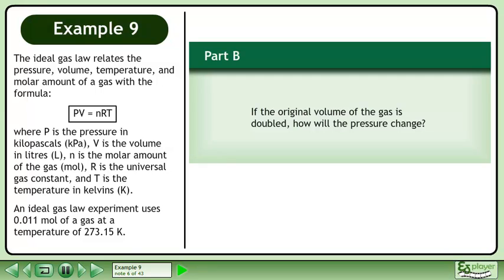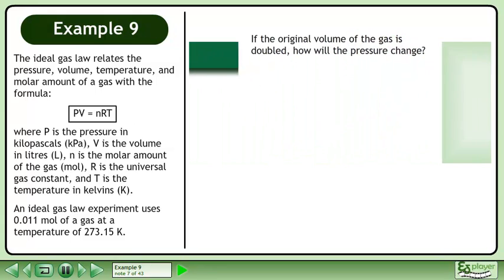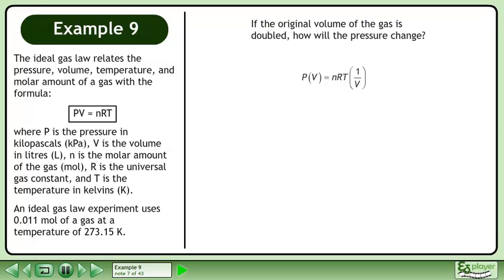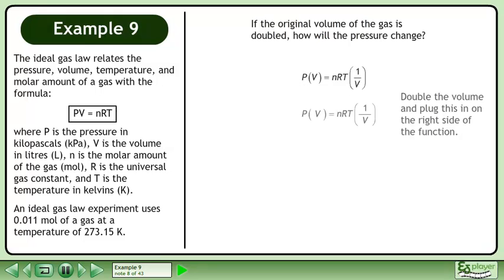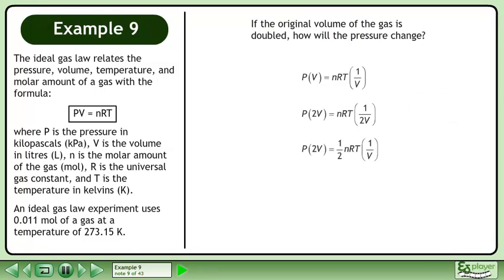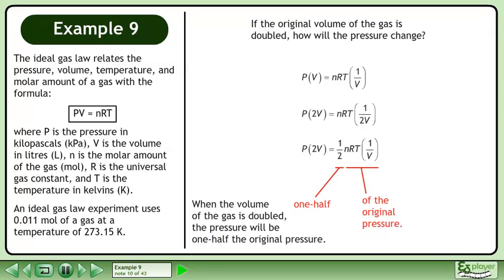Now we'll move on to part B. If the original volume of the gas is doubled, how will the pressure change? Rewrite the pressure function. Double the volume and plug this in on the right side of the function. Factor out 1/2. When the volume of the gas is doubled, the pressure will be 1/2 the original pressure.